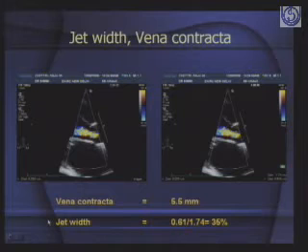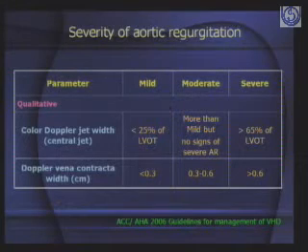Of course, you will look at the size of the left ventricular cavity. How is the LV enlarged? Is the heart function normal? What is the aortic root? But these are just two simple echocardiographic parameters, the jet width and the vena contracta, which will tell you about the severity of aortic regurgitation.